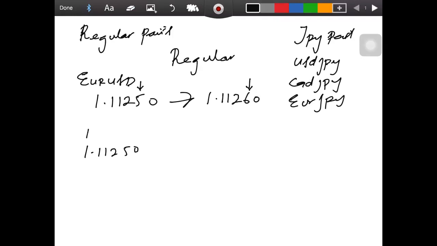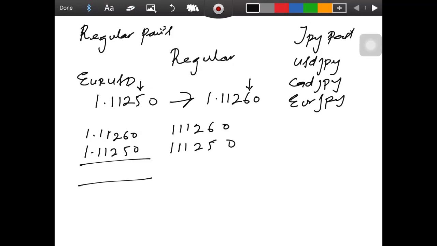Let's calculate the pip movement from 1.11250 to 1.11260. To do this, I'm going to use the very basic method for an absolute beginner that just started learning forex. Once you calculate your pips for maybe 1, 2, 3, 4 weeks, you'll be able to calculate it in your head without doing any calculations. So as a beginner, what you simply do is remove the decimal point and write the figures just like that.